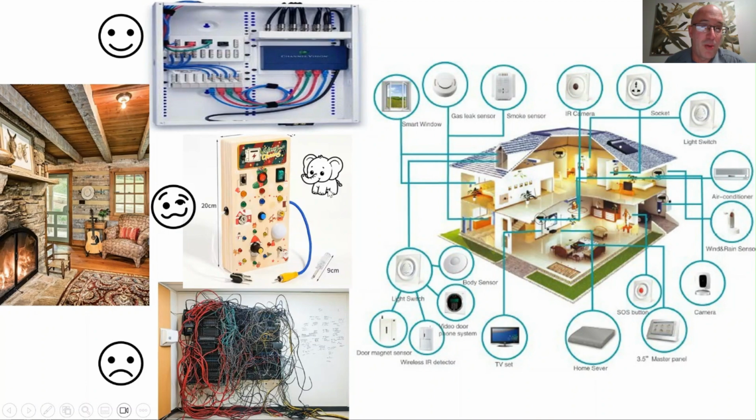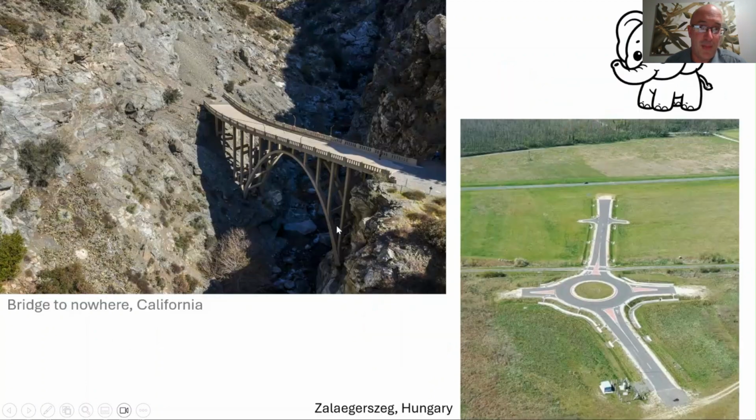This is what I call a white elephant, not the game. A white elephant, loosely defined, is a project that was designed with good intentions. However, over time, it was not adopted as planned. Here are examples: the Bridge to Nowhere in California and a circle in Hungary. Let's look at some examples of this white elephant in the context of Teal Meta UI.